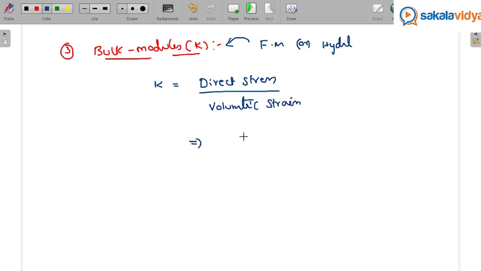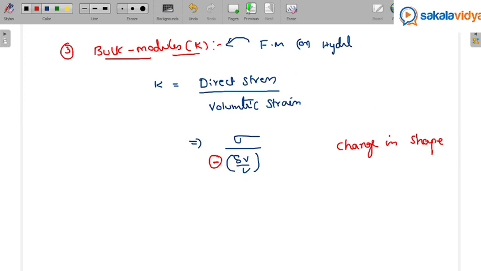So my dear students, direct stress is nothing but sigma, whereas volumetric strain is nothing but delta V by V. In some books here it is also written with a minus, where the minus sign indicates there is a change in the shape or dimension of the structure.